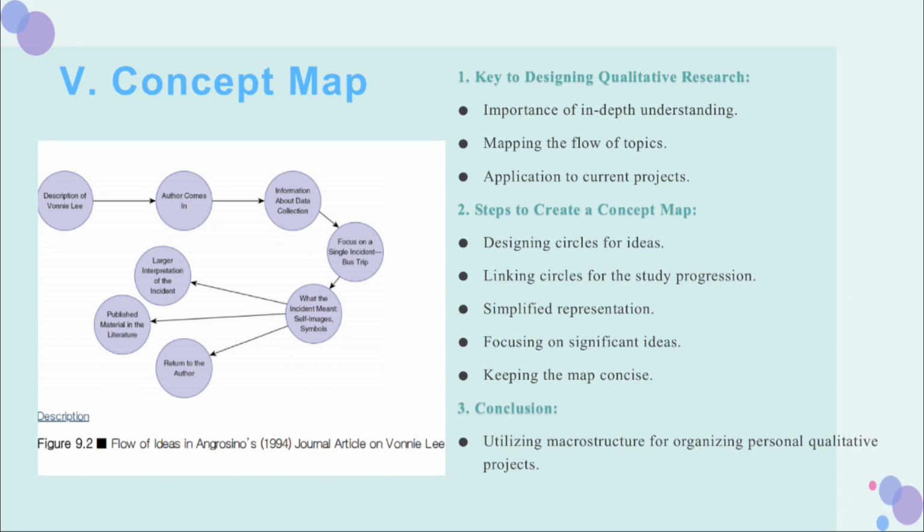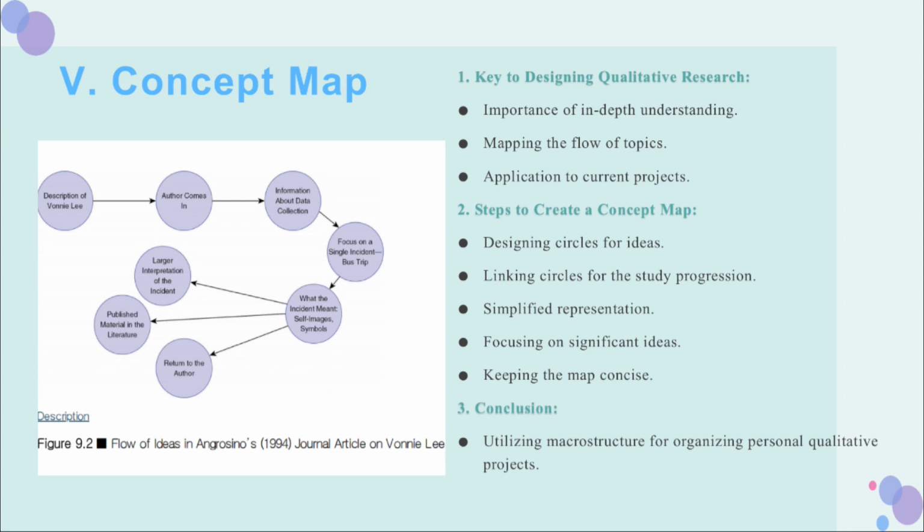Section 5. Concept map. Let's start with the picture on the left. It's a map based on a story about Vonnie Lee from an article in 1994. Vonnie Lee took bus rides and found them very meaningful. This story is told in a simple story-like way, not like neuroscience articles. Now let's look at the right side. When we do research, it's helpful to make a map like the one on the right. It helps us see the main points and how they connect.